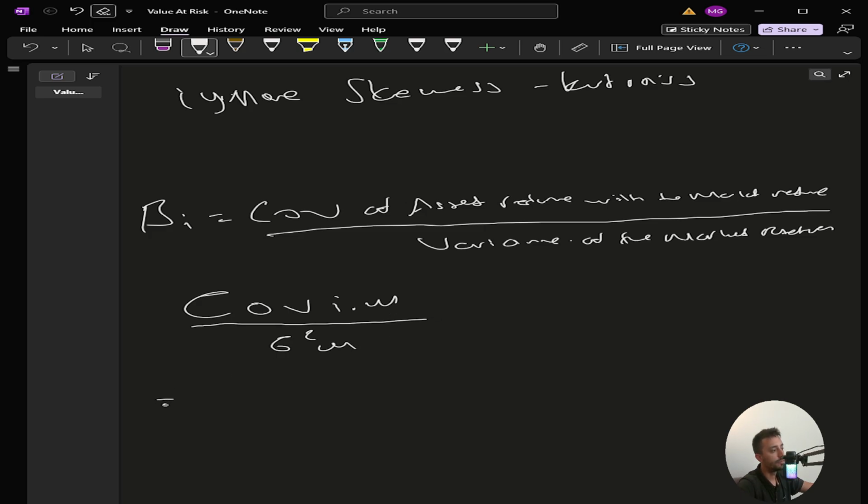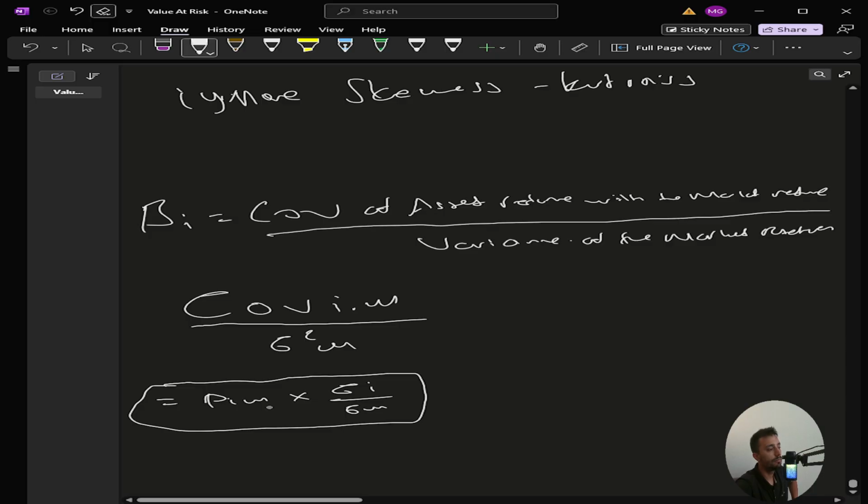One more formula for calculating our beta is the correlation between market and asset times sigma asset divided by sigma market. I mean standard deviation: correlation and standard deviation. You'll get the covariance here and divide by the market variance again. Another formula: correlation times sigma asset divided by sigma market.